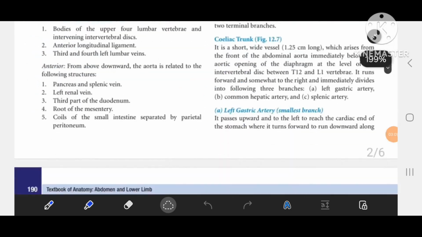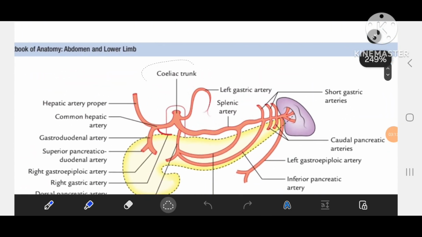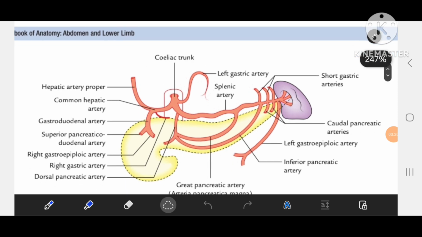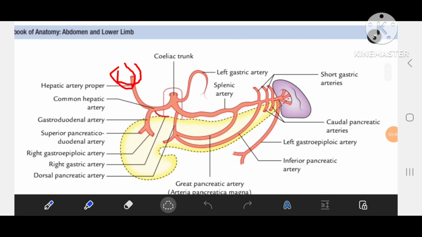We will see the celiac artery. See, this is the celiac trunk, celiac artery or celiac trunk. There are the branches. Here the yellow colored structure is pancreas and it is spleen. The celiac trunk will divide in many branches, and ultimately they will supply all the organs which I have mentioned above. The hepatic proper artery will supply the liver.